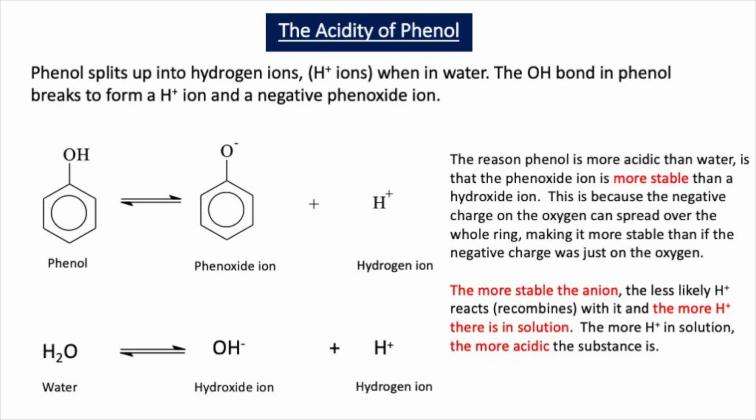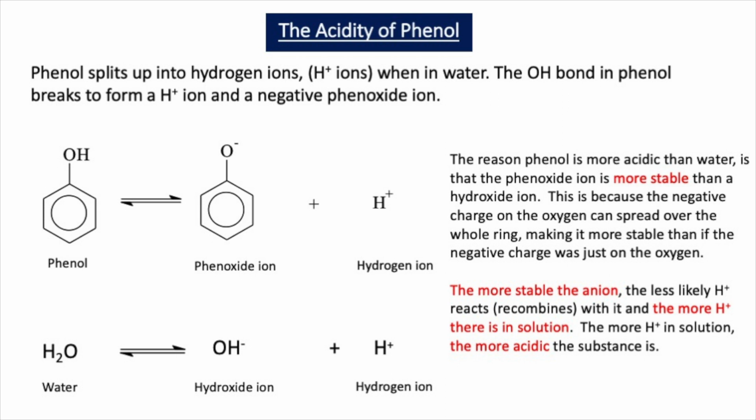Now in ethanoic acid, I said that for every 1,000 molecules there are about 4 that are split up at any one time. Now it's much less for phenol. There's about 1 in every 1,000 molecules. So there's less H plus in solution in phenol than in ethanoic acid. However, phenol is still classed as a weak acid because it partially splits up into H plus ions. However, it's not as strong a weak acid as ethanoic acid.